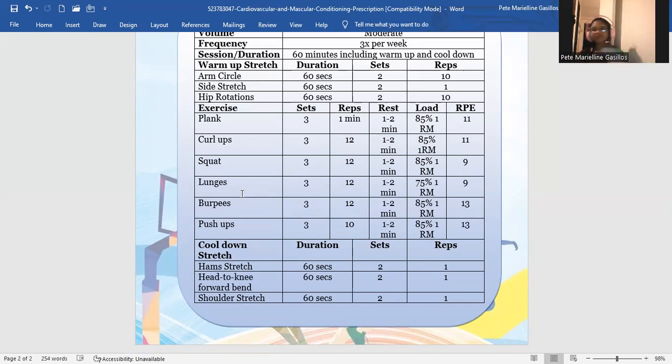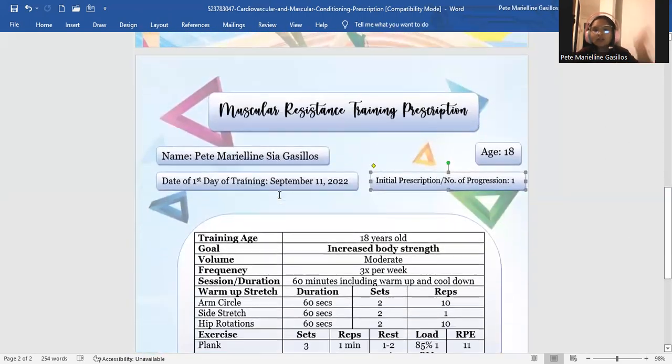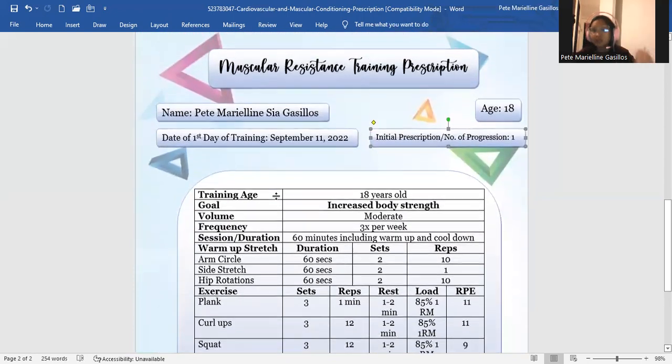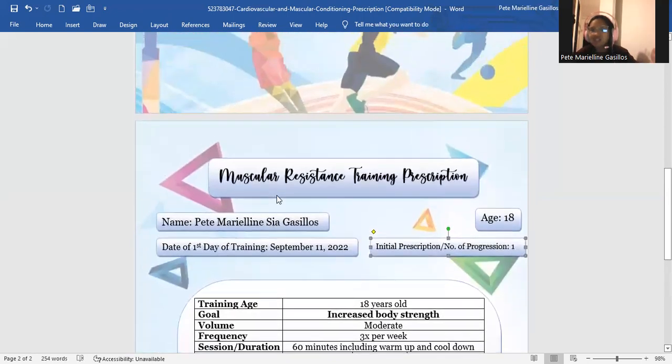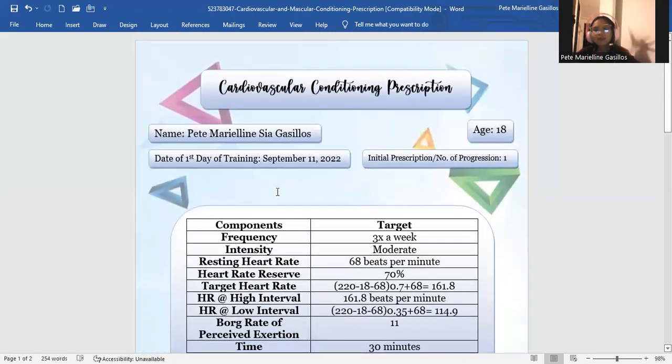So that is all. I hope you clearly understand what I defend, why I want to have this kind of prescription in my exercise for the following weeks, because our teacher tasked us to do the monitoring for 4 weeks. Yeah, 4 weeks. I hope you learned something.